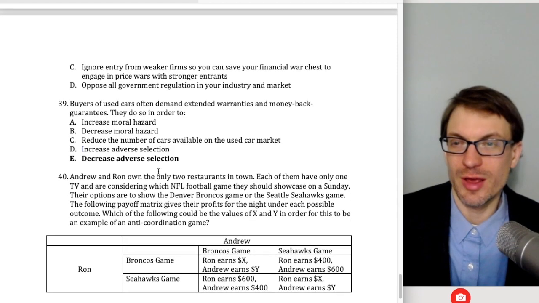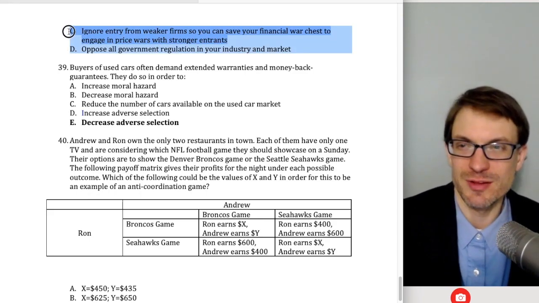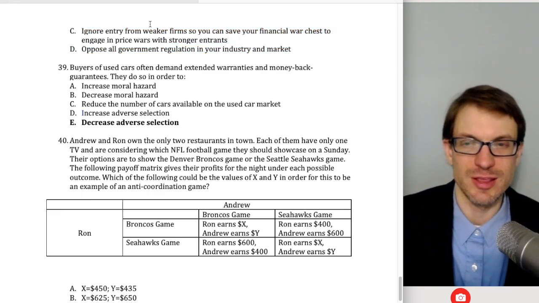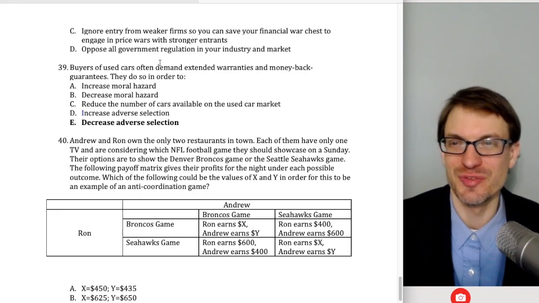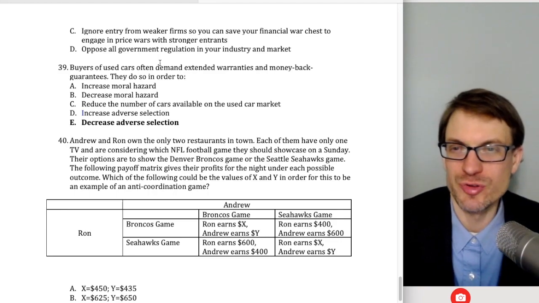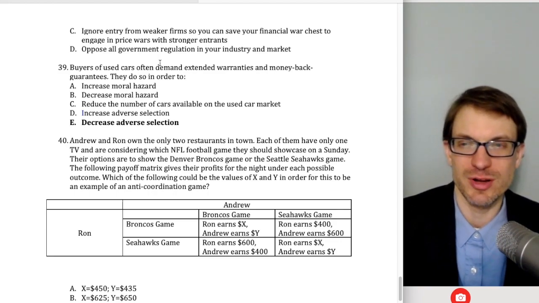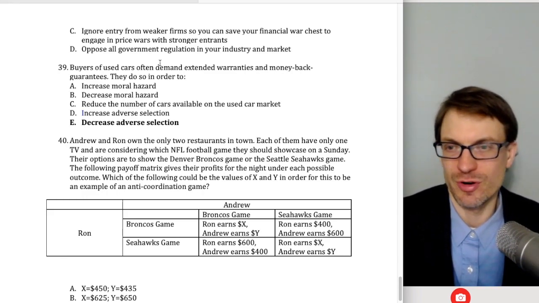Ignore entry from weaker firms so you can save your financial war chest to engage in price wars with stronger entrants. No, actually, responding aggressively to entry from weaker firms can generate a reputation for fighting entry, so you would probably not want to ignore entry from weaker firms. Also, if enough weaker firms enter, now you've got a problem. Oppose all government regulation into your industry and market? Nope, because some of the government regulation you're actually going to be asking for, especially if it's easy for you to comply with and difficult for a newcomer to.